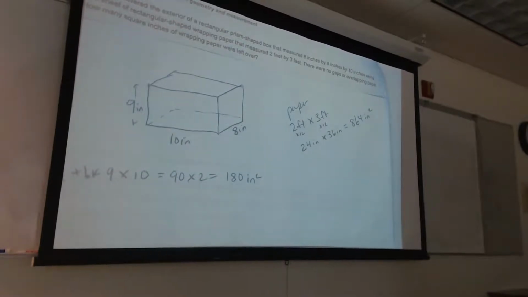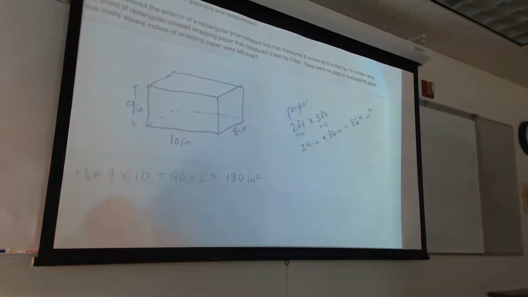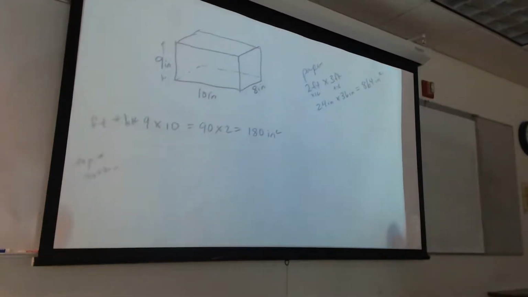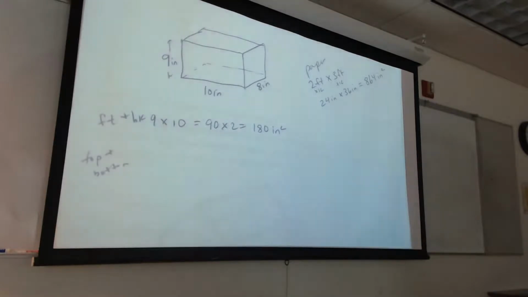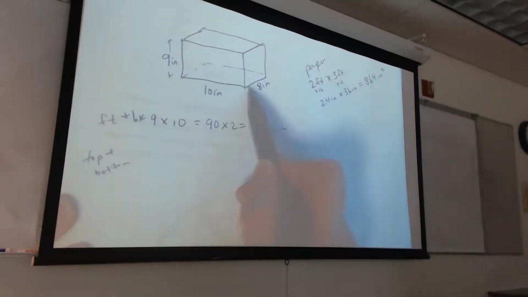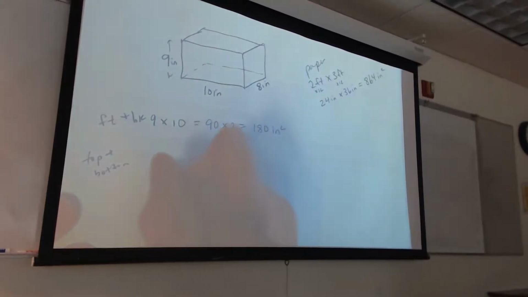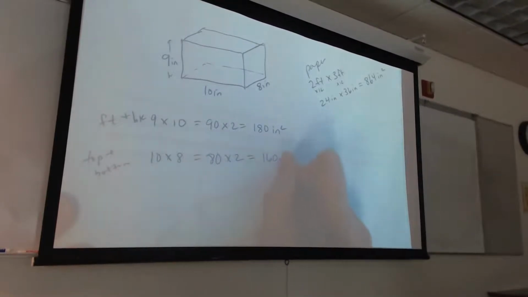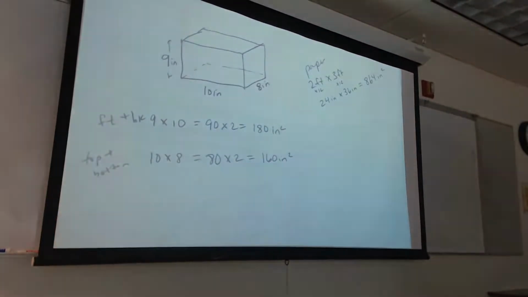Let's do the top and the bottom. What are the dimensions of the top and the bottom? Oh yeah, there you go. So top and the bottom, we got a 10 by 8 on the top and a 10 by 8 on the bottom. So we have 10 by 8, and there's two of them. So now we have 160 inches square.